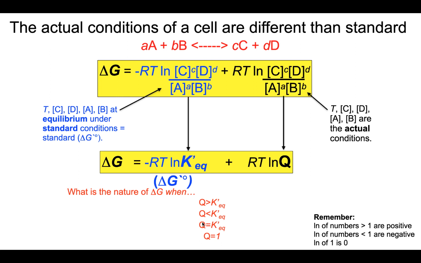If Q is equal to KEQ, if these numbers are the same, then that means our actual conditions happen to be the same as the conditions of equilibrium. So we don't need to change the concentration of products or the concentration of the reactants. We are at equilibrium, which means we have a negative number that is identical to the positive version of that exact same number, and so our delta G is 0, and that's what we know. Delta G is 0 at equilibrium.